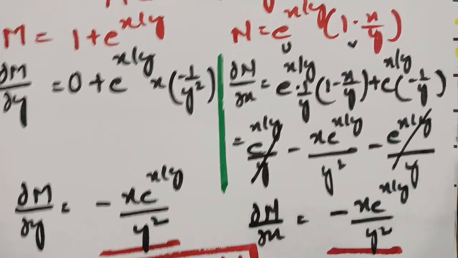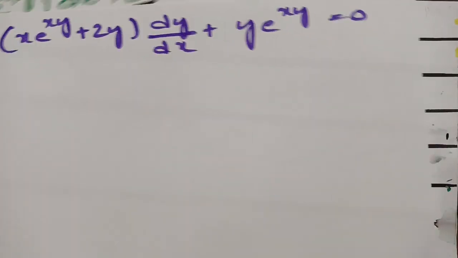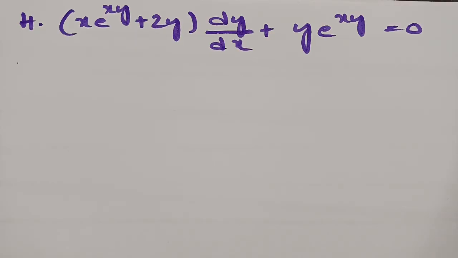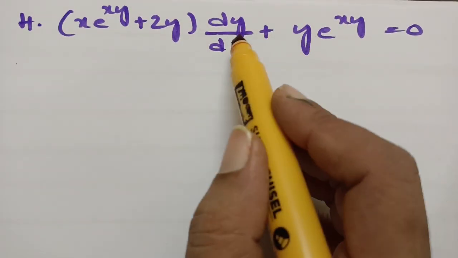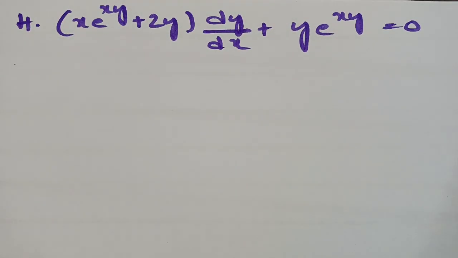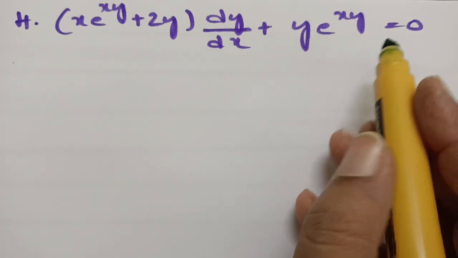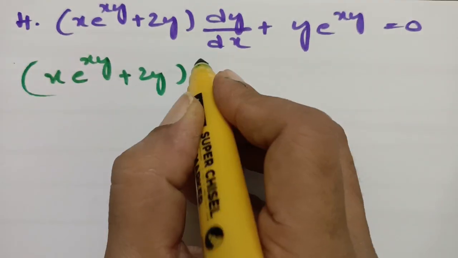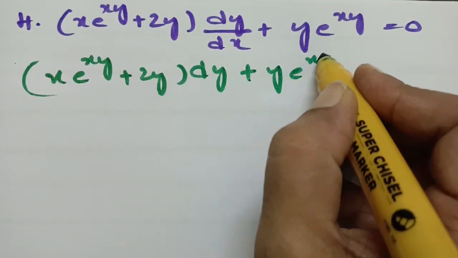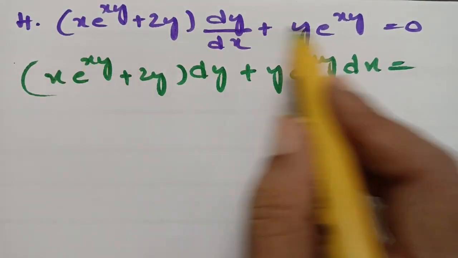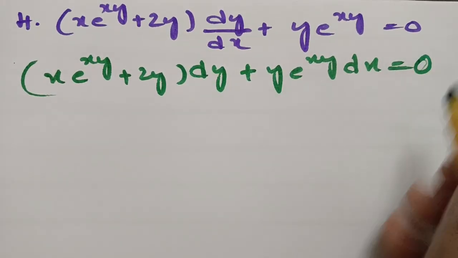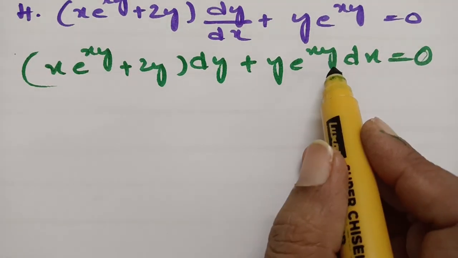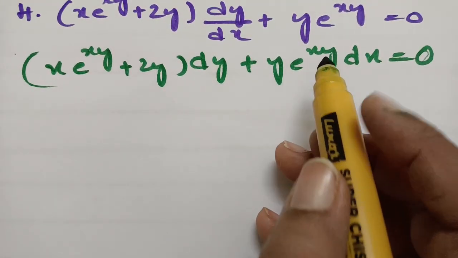See here, this is also so simple, and the next question here, the fourth question, is x into e power xy plus 2y dy plus dy by dx plus y into this one. So first I am going to transform this equation. See how I am going to transform this equation. I am taking dx as LCM. So this will be x into e power xy plus 2y into dy plus y into e power xy into dx. After taking dx as LCM, and I am multiplying with 0, and this will be 0. So first of all I need this equation in the form m dx plus n dy.